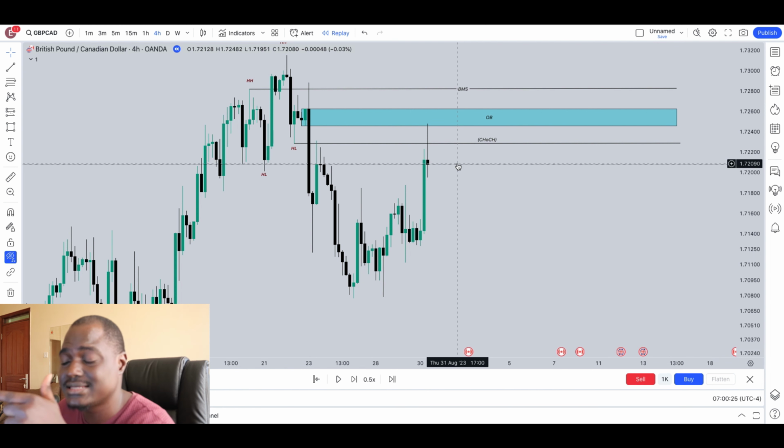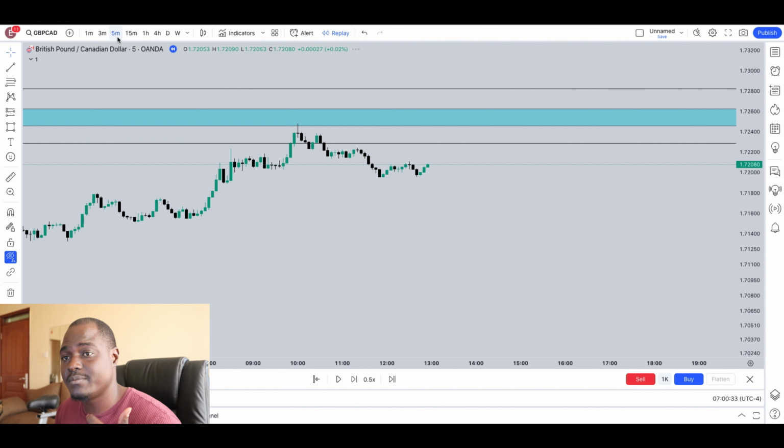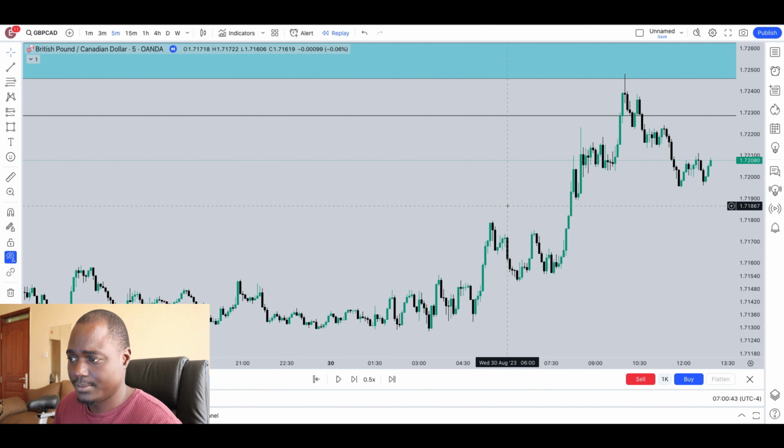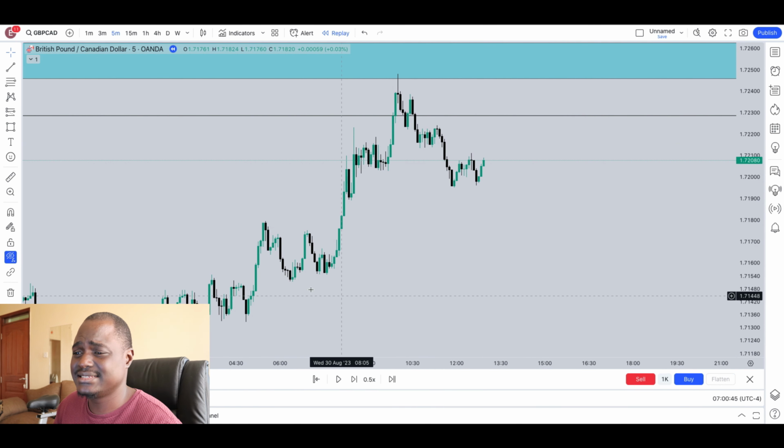But once the market respects that order block, I'm looking forward to seeing a change of character. In this case, I will scale down to the 5-minute time frame. So I'm scaling down to the 5-minute time frame. You can either scale down to the 5-minute time frame, or the 15-minute time frame, or the 3-minute time frame or the 1-minute time frame, depending on which time frame is of preference to you. Now, at this point, I can see that the market was forming higher highs, higher lows, higher highs, higher lows, higher high, higher low.